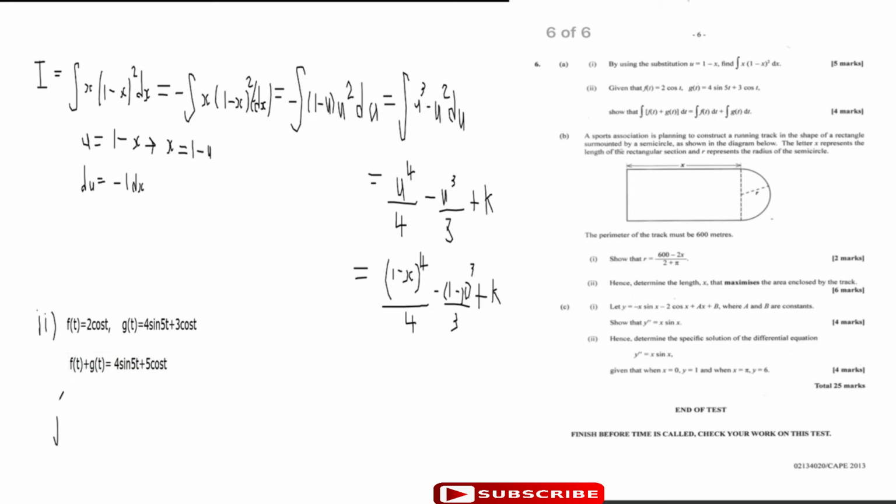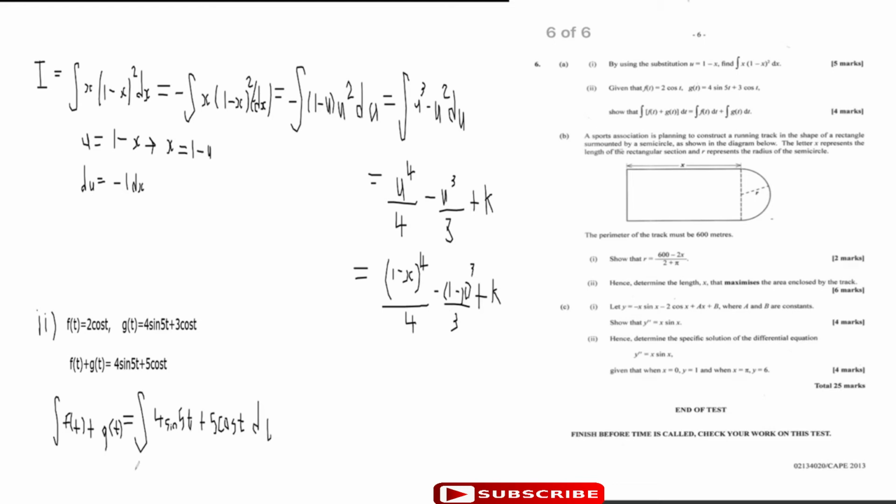And so the integral of f of t plus g of t is just equal to the integral of this. It's equal to now the integral of 4 sine 5t plus 5 cos t. I don't know why I always say theta when it is t. And when it is theta, I'm saying t. My bad.